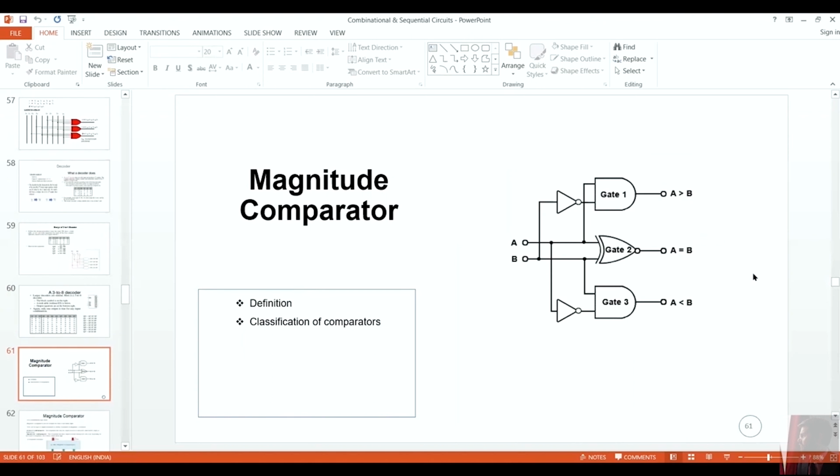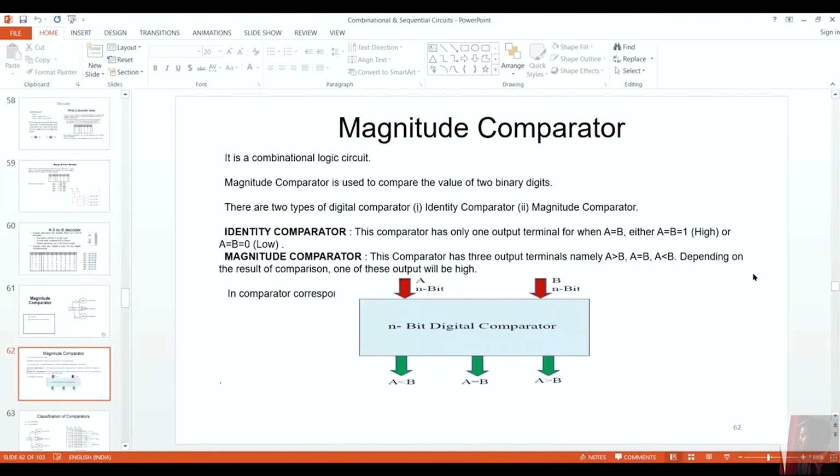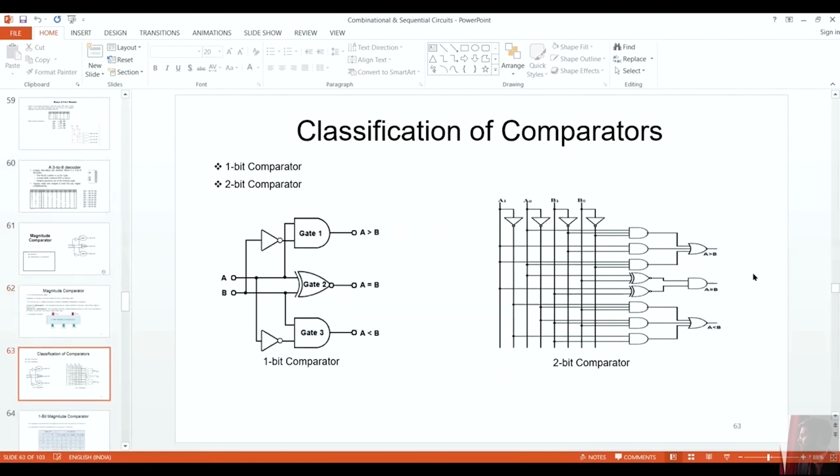Lastly, we are talking about the magnitude comparator, a very important combinational circuit. In the next video, we will discuss sequential circuits, but in this video we are only talking about combinational circuits. When I talk about the magnitude comparator, we are talking about the classification and the definition. You can see that we have an identity comparator and a magnitude comparator, with 3 operations: A less than B, A greater than B, and A equal to B.